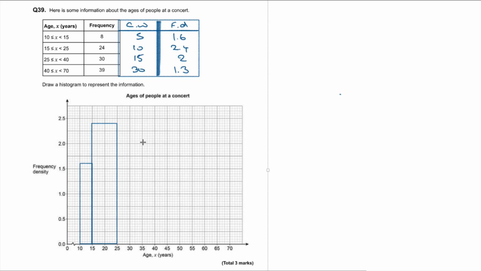Right, there we go. Where's that going from? That's going from 25 to 40. So this wide. And then finally 1.3, width of 30, from 40 up to 70. So 1.3 is going to be 6 little squares above 1. Yeah, so that's how I'm going to draw mine.